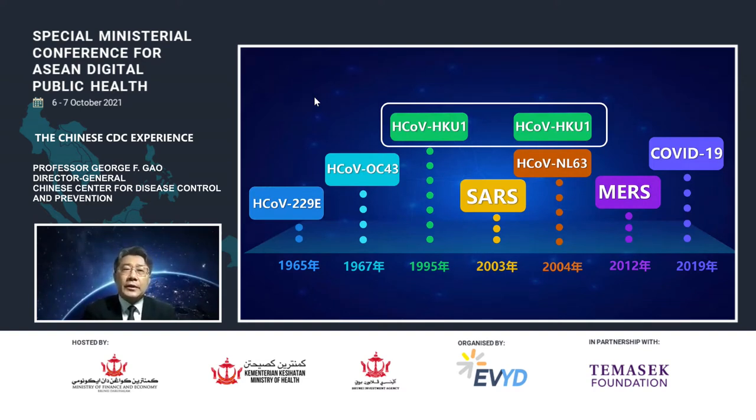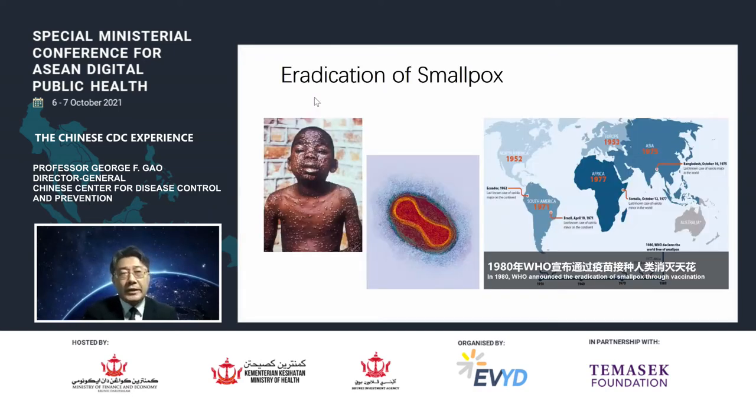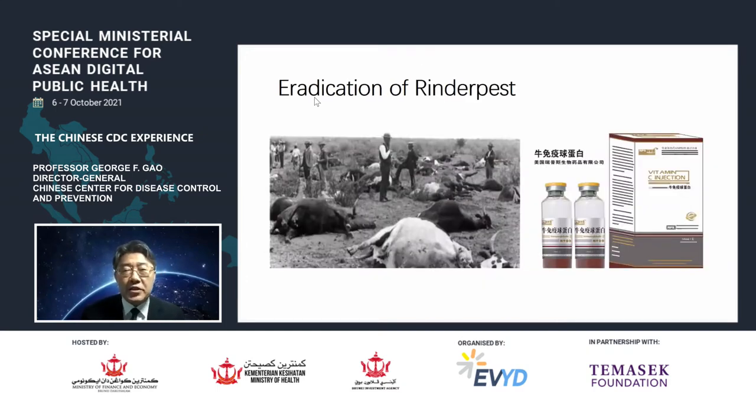Looking back, can human beings finally control any pandemic or virus? We are lucky enough. Smallpox was eradicated by using vaccination. So the good example of vaccination playing a very important role in eradicating a virus is smallpox. Of course, by vaccination, we also eradicated a second, animal virus, rinderpest. So far, by vaccination, humans have eradicated two viruses. That's a very big achievement for human beings by using science.